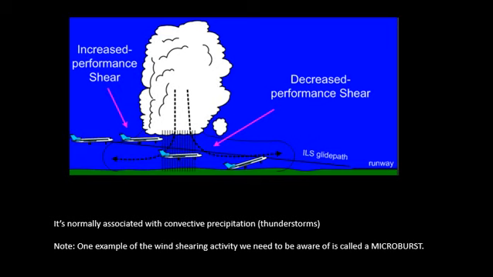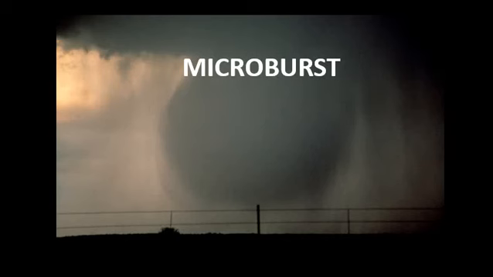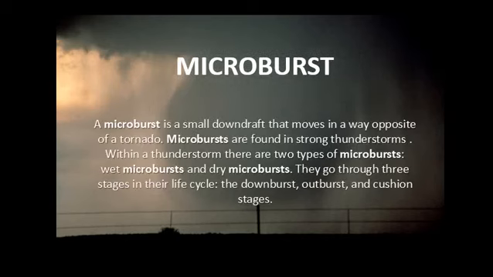And we talked about the wind shear being associated with convective precipitation or thunderstorms. We talked about the microburst. That is this. This is the microburst, the downward burst of air out of this convective towering cumulonimbus cloud. So we've got to talk about a microburst. A microburst is a small downdraft that moves in the way opposite of a tornado. Microbursts are found in strong thunderstorms. There are two types of microbursts: a wet microburst and a dry microburst. They go through three stages in their life cycle: downburst, outburst, and cushion stages.